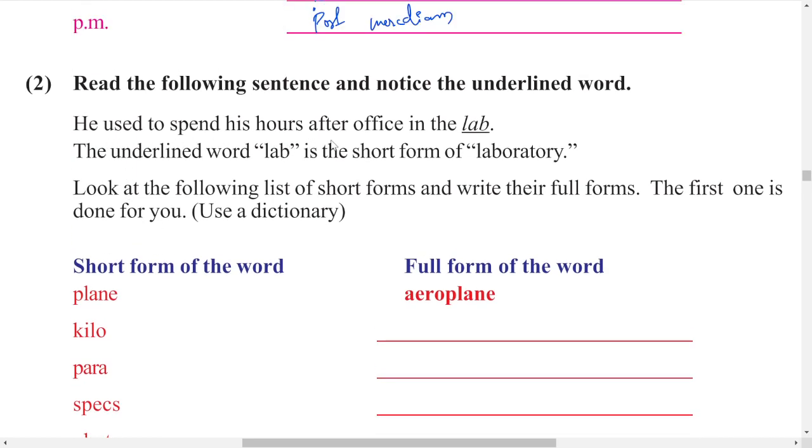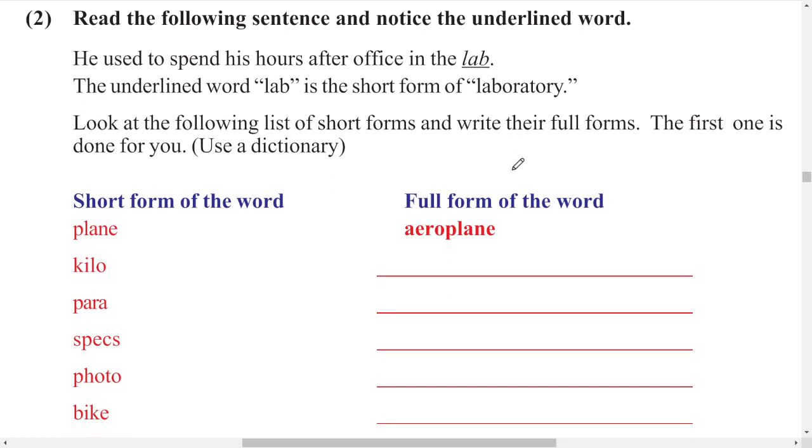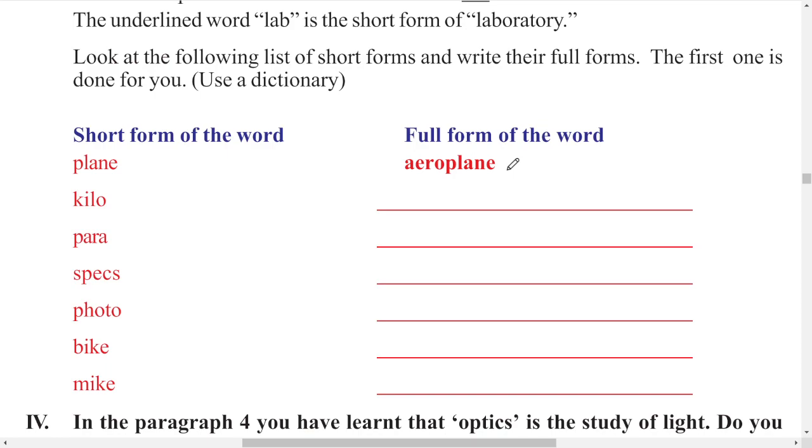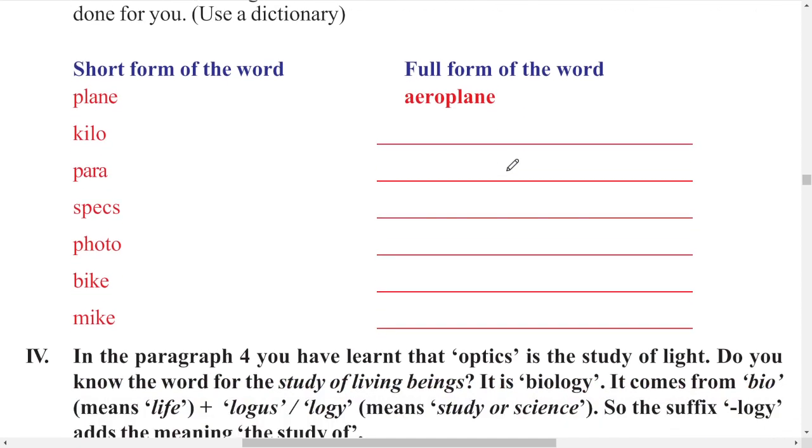He used to spend his hours after office in the lab. The underlined word here, lab, is a short form of laboratory. Now look at the following list of short forms and write their full forms. The first one is done for you. Just like lab is used for laboratory, some of the words here are used in short form. We have to write the full form for that.